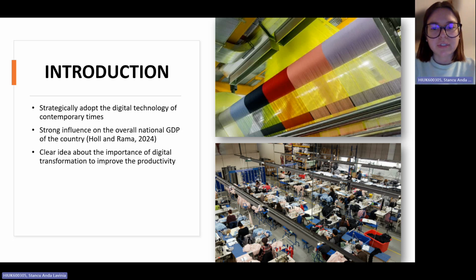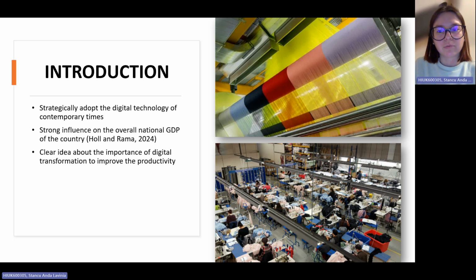Successful completion of the present research also has a strong potential of informing the policymakers and the industry stakeholders regarding the challenges and key factors that influence digital transformation among small and medium-sized business organizations. The current research is important in the sense that small and medium-sized business organizations in the textile sector of the UK have a strong influence on the overall national GDP of the country.